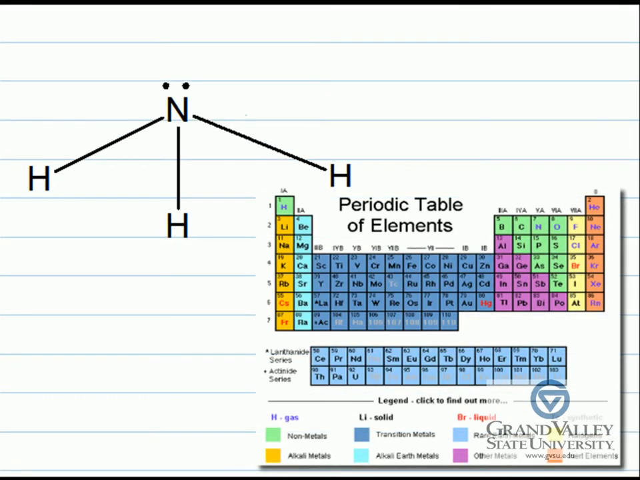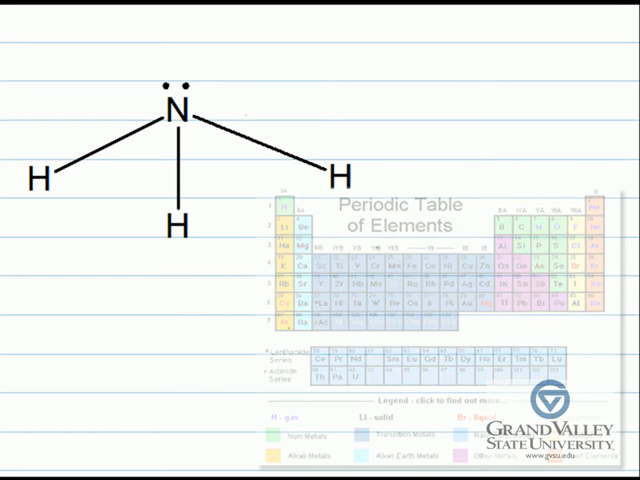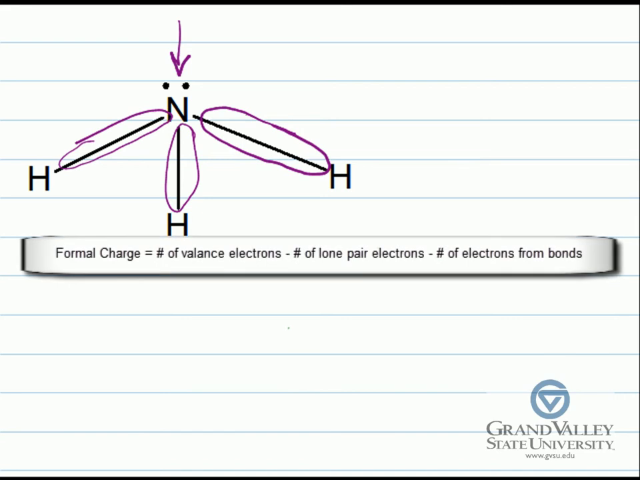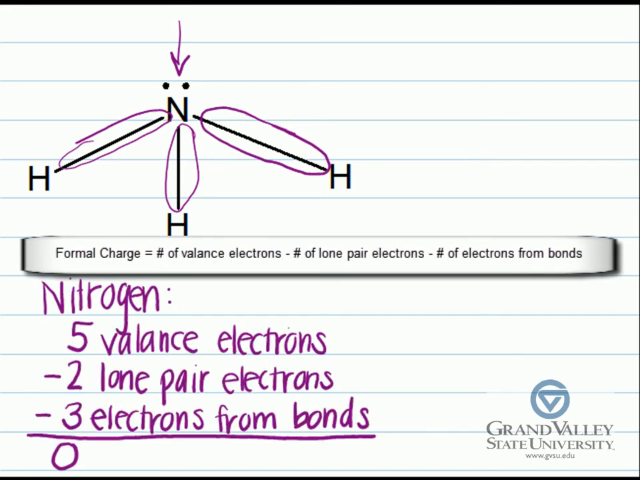The periodic table shows us that nitrogen has 5 valence electrons. From the Lewis dot structure, we can see nitrogen has a lone pair of electrons, both of which are assigned to the nitrogen. The nitrogen also has 3 covalent bonds with hydrogen, and 1 electron from each of those bonds is assigned to nitrogen. Therefore, the formal charge on nitrogen is 5 valence electrons, minus 2 lone pair electrons, minus 3 electrons from covalent bonds. This gives us an overall formal charge of 0.